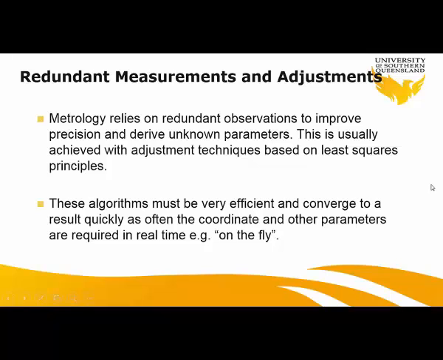Like any other surveying technique, metrology relies very much on redundant observations to improve the accuracy and derive the unknown parameters. We usually use the least squares technique to achieve this. We have to be careful that this algorithm is efficient and convergent, and it should be in real time, because most of the time we need to have the coordinates and everything in real time and on the fly.